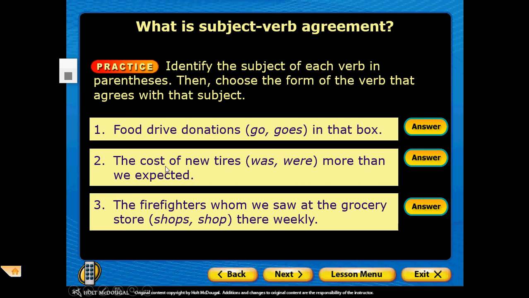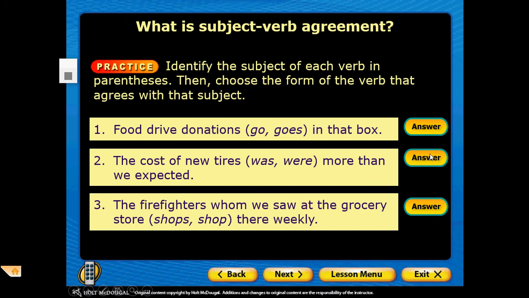Is the cost singular or plural? Singular. That's absolutely right, because we're not talking about tires. Tires is plural, but it's not the tires that are more than expected. It's the cost which was more than expected. So the verb in this case should be was, and it agrees with the subject cost, of course.